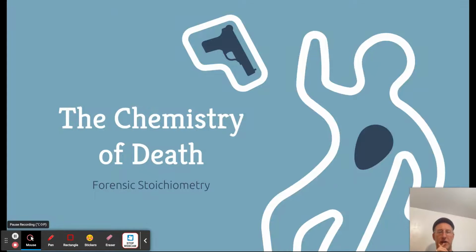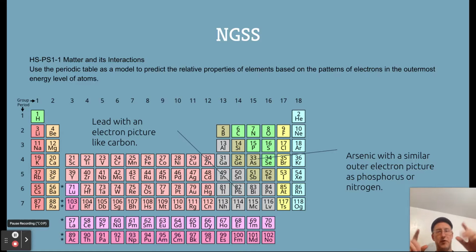Hi, so we're going to talk today about the chemistry of death, forensic stoichiometry, which is about chemistry, but we're going to make it more interesting talking about death. Here's the periodic table, but you notice there's several things here. There's lead on the left that looks like carbon, and there's arsenic on the right that looks a little bit like phosphorus or nitrogen. So both of those can replace things in the body in bad ways.